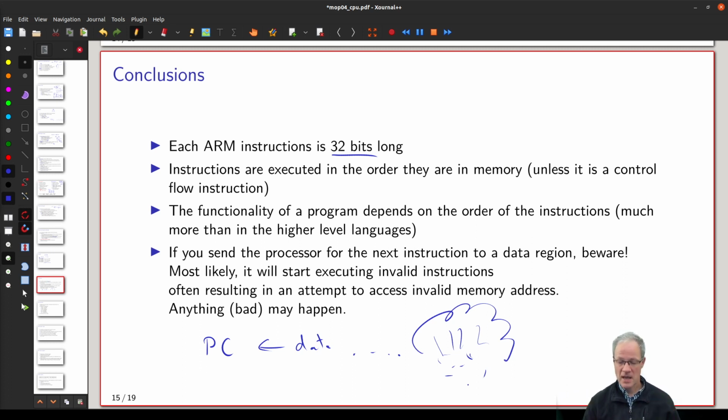right? Stay in the program memory, which is called the text segment. And there's also the data segment. Stay away from the data segment when you're dealing with the program counter. Okay. Better yet, let the compiler figure out what the addresses should be and what the value for the program counter should be.